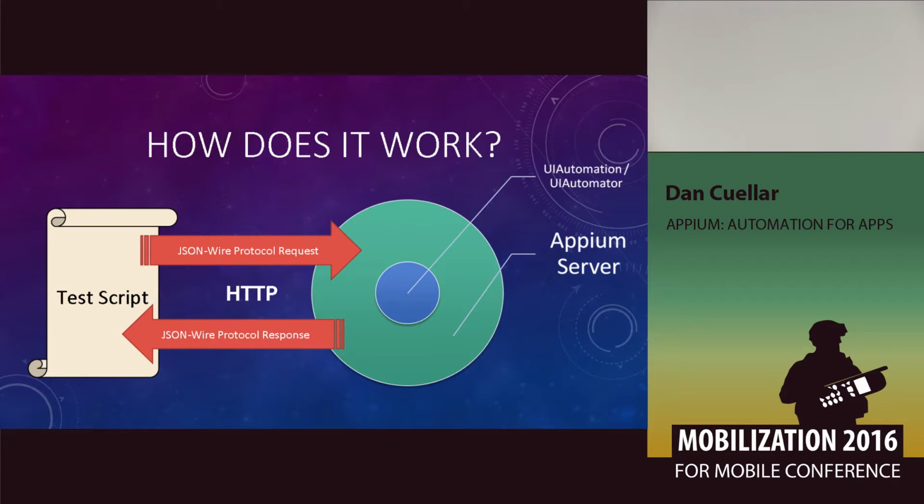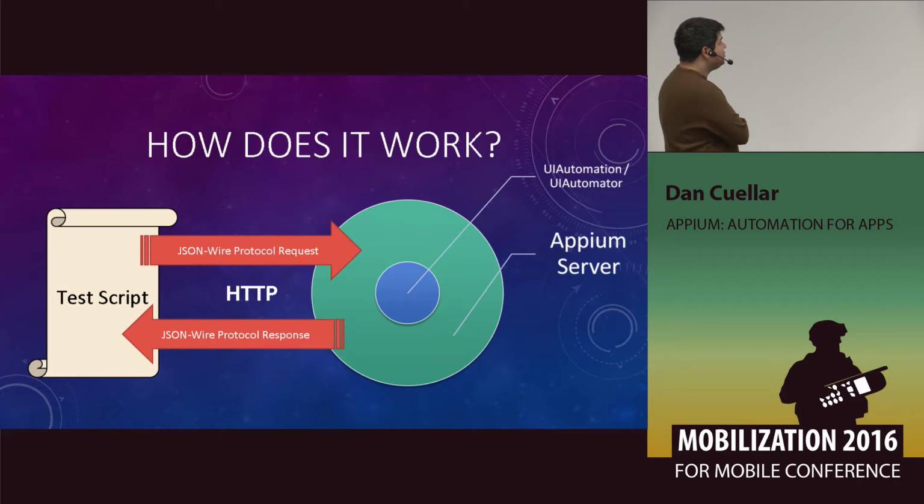So if you want more of a visual of how it works, this is the gist of it. You have a test script. You write your test script in whatever language you like. You can write it in C if you want. Whatever you want, assembly, I don't care. As long as it can send HTTP requests, you're good. And it sends those to our server, usually using the bindings provided by the Selenium project.